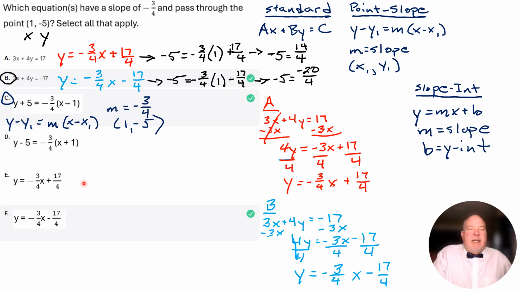All right. Now for E and F, we made our lives simple by doing the work for A and B. So A and B we put into slope-intercept form. We said B is correct: y equals negative 3/4 x minus 17/4. So that means F is correct because that's the equation written in slope-intercept form. All right. E is really the same thing as A, right? If you look at it in slope-intercept form, same thing. So that's not correct.